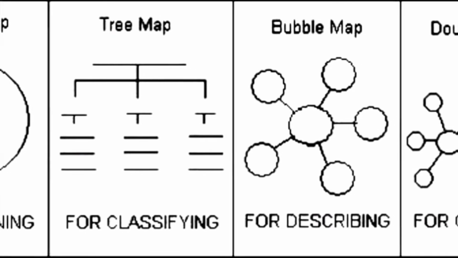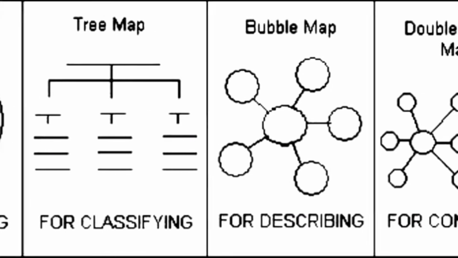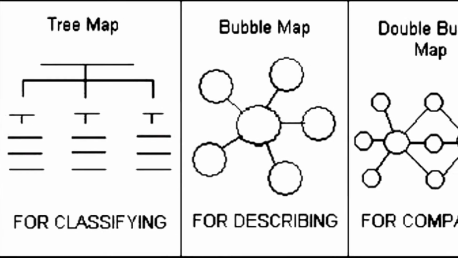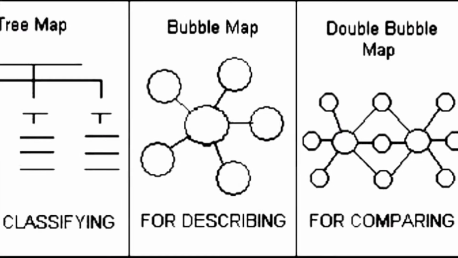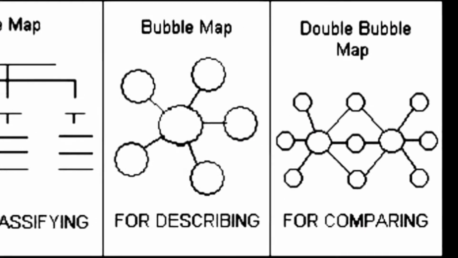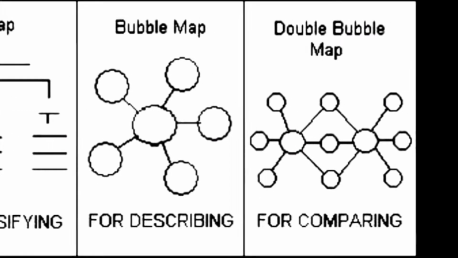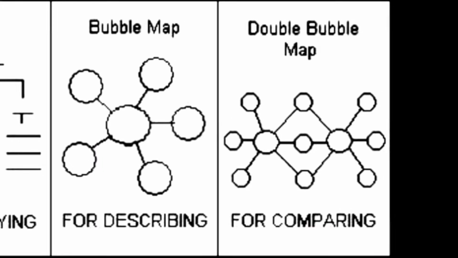Next, we see the bubble map. It's for describing qualities. What are you describing? Which adjectives would best describe this thing? Next, we see the double bubble map. It's used for comparing and contrasting. What are the similarities? What are the differences? Which qualities do you value most? Why?